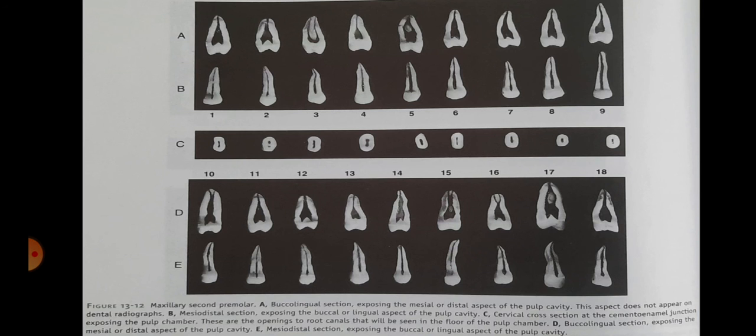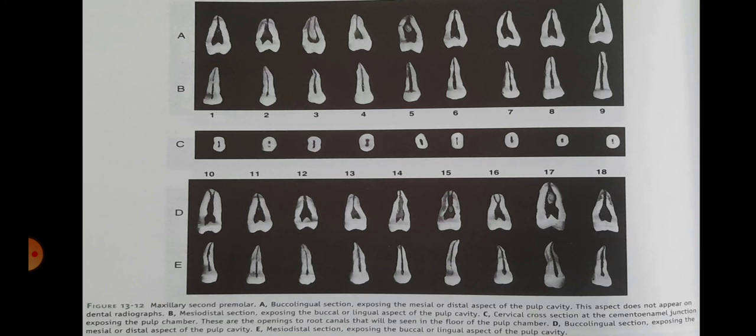The apical foramen may appear to be located off center of the root tip. You can see in figure 13.12 A2, 6 and 9, D10 and 13 appear to exit at the root tip. You can see in figure 13.12 B1, 3, 4, 5 and 8, E11, 12 and 14 through 18.